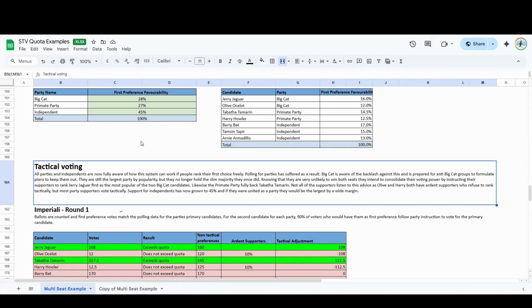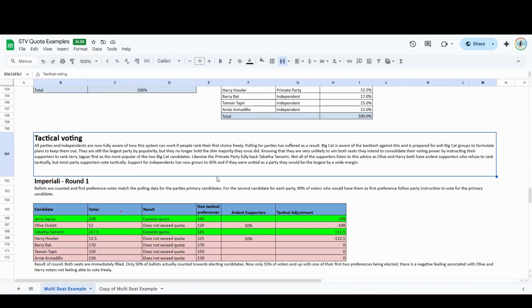But we see that in this instance, the parties have tactically instructed their voters on how to vote. They've given their voters a ranking, like an instruction of how to rank their candidates in order to maximize the chances that they get the seat. So what the Big Cat party have said is, hey, voters, you should rank Jerry Jaguar first and Olive Ocelot second. And the Primate party have said, go Tabitha Tamarin and then Harry Howler. This is to maximize the chances that they get at least 1 seat.